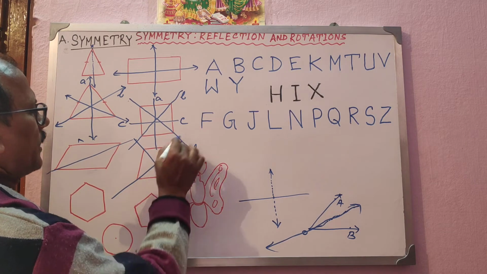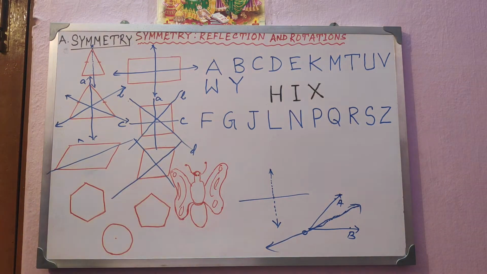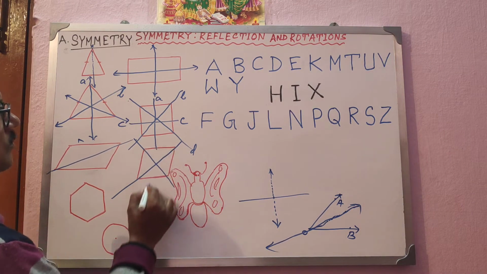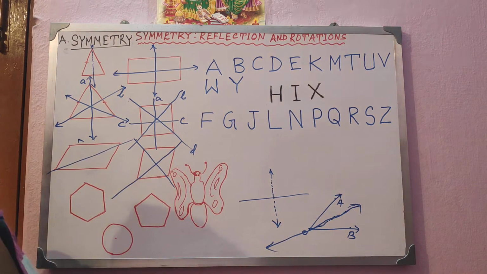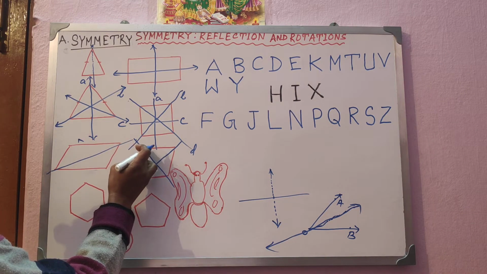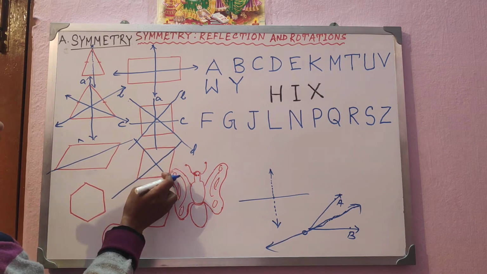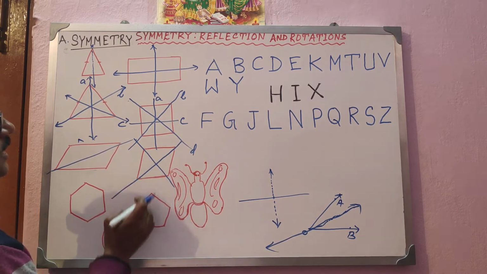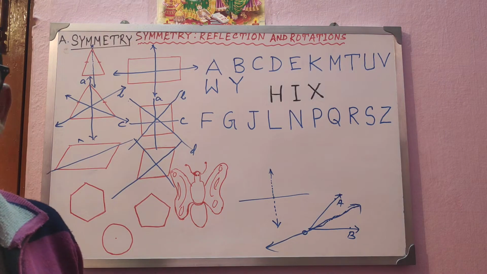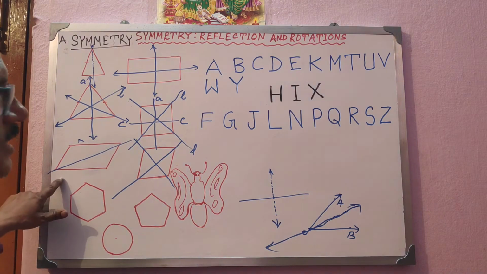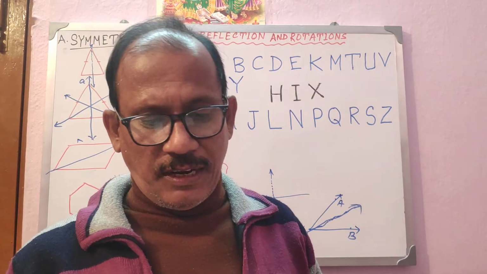It will have 2 lines of symmetry, a rhombus, isn't it? But you can't draw vertically or horizontally. It will not be, because see, this angle has to meet with this angle. If you are doing this, this angle will be meeting this angle, and this angle will be meeting this angle. But if you are drawing the vertical axis or the horizontal axis, it will not. So a rhombus will have 2 lines of symmetry, whereas a parallelogram doesn't have any line of symmetry.